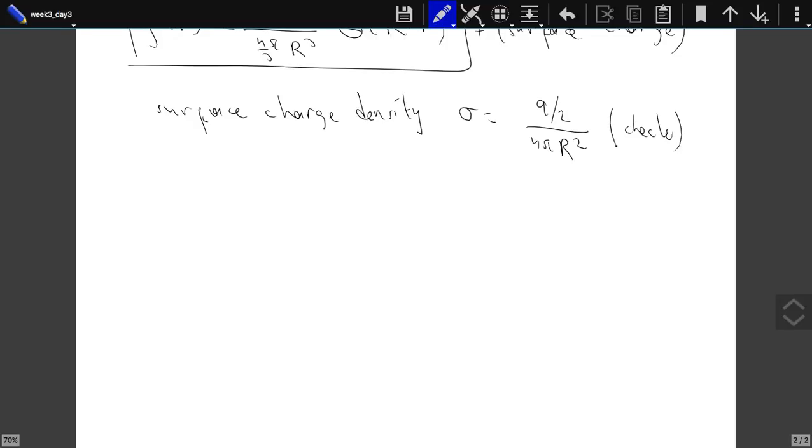This is the surface charge density. I'm not talking about the volume charge density. Of course, I can relate the two.